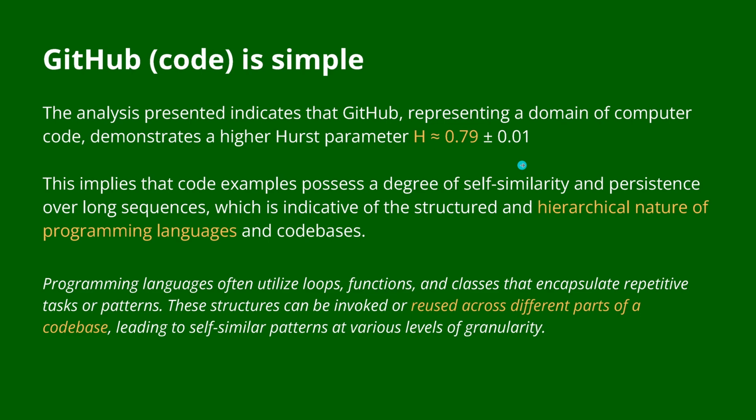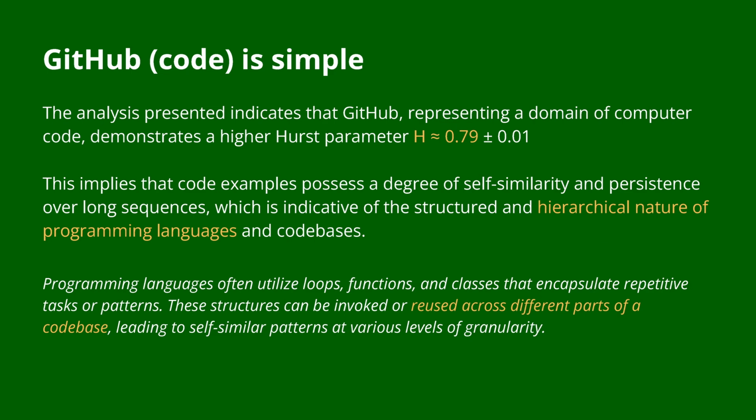Okay. Another funny thing, and this is now for my green grasshoppers, for the young community. If you look at GitHub and all the code you'll find over there, now this is simple because Google calculated the Hurst parameter for GitHub and they find it high, 0.8. And this implies that all the code examples possess a degree of self-similarity and persistence over long sequences, which is really indicative of the structure and hierarchical nature of the programming languages that we use, like Python or C++ or whatever you have. So you see, those structures are reused across different parts of a code base.